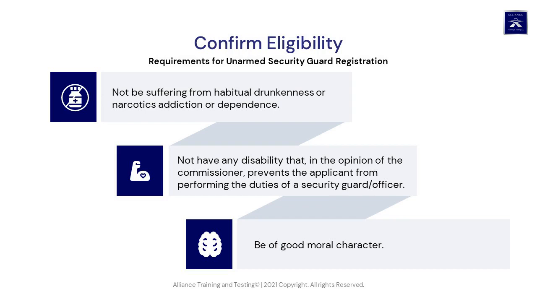Requirements for unarmed security guard registration. Not be suffering from habitual drunkenness or narcotics addiction or dependence. Not have any disability that, in the opinion of the commissioner, prevents the applicant from performing the duties of a security guard officer. Be of good moral character.